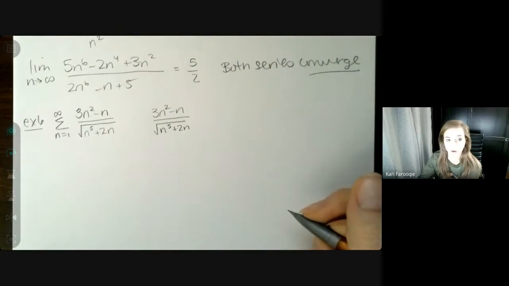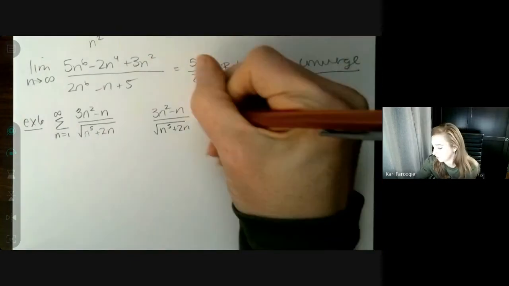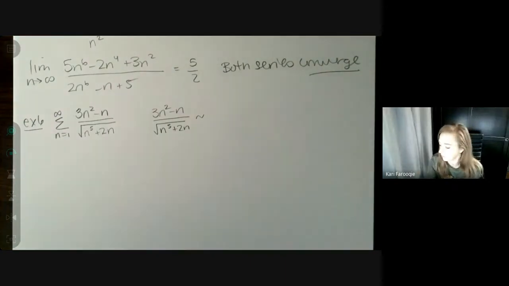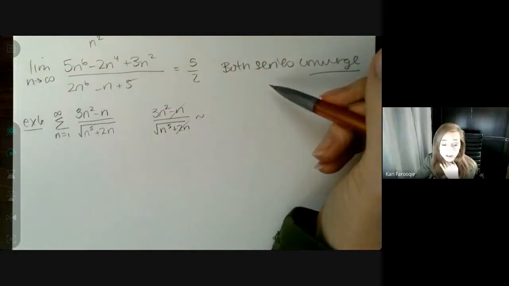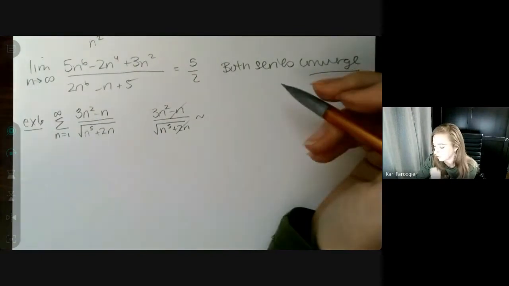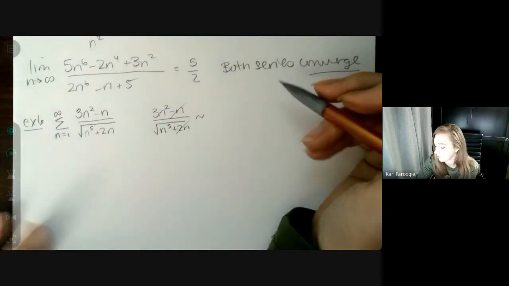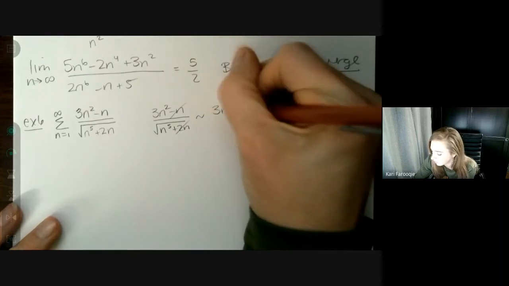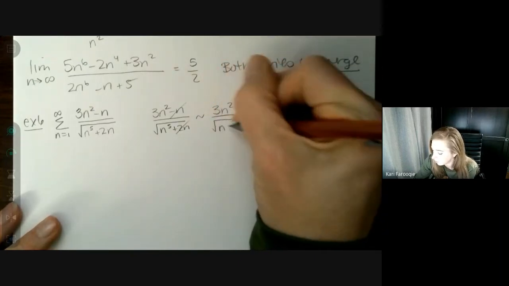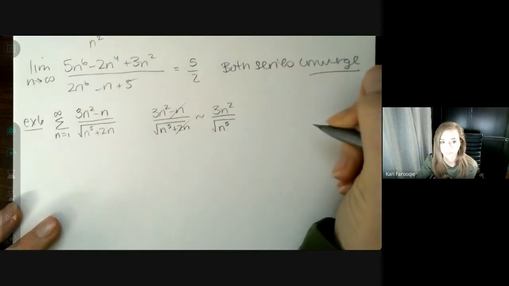So we're going to start with our series, and then we're going to start lopping off anything that's not a lead term in the numerator and the denominator. So lop off the n, lop off the 2n. Now, I'm not canceling in this case. I'm just getting rid of any additional terms that are having less effect on what's happening to the function. So that leaves me with 3n squared divided by the square root of n to the 5th.